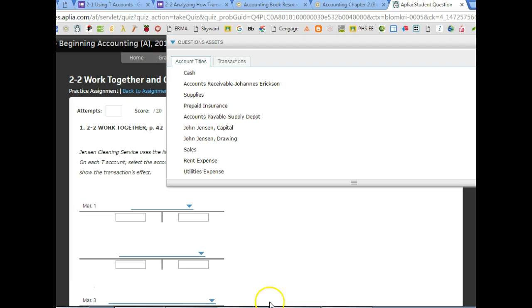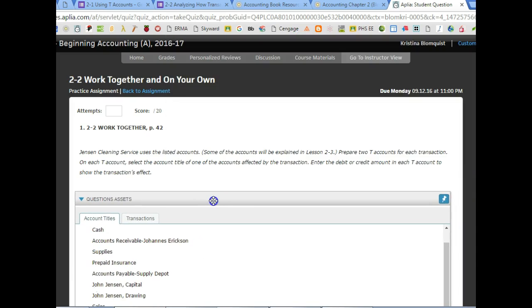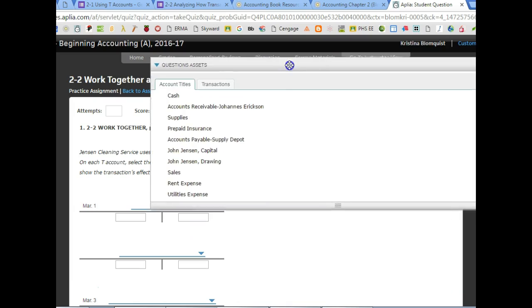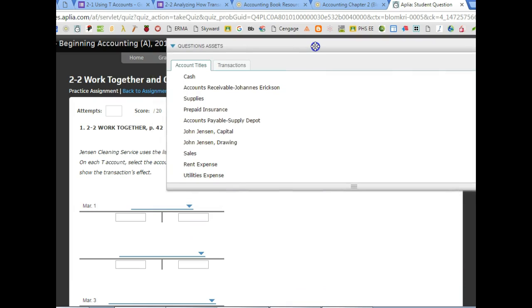So what we can see for the information here, and I'm going to move this over just so we can see it a little bit better for now. Jensen Cleaning Service uses the listed accounts. Some of the accounts are explained in the next lesson. Prepare 2 T accounts for each transaction. On each T account, we're going to select the title of the account that's going to be affected, and then we're going to enter in the debit or credit amount in each T account to show what's actually happening. So I'm just going to go ahead and move this over here.